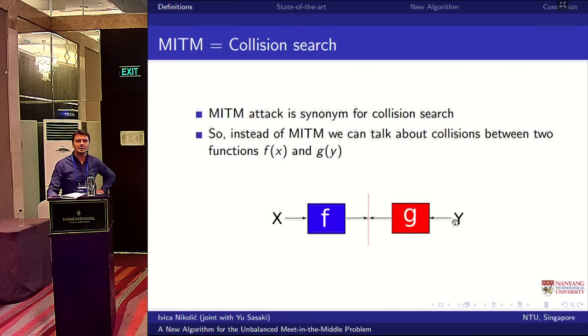So basically today, when we talk about meet-in-the-middle, what we mean is nothing more than a collision search between 2 functions. Whenever you hear the words meet-in-the-middle, forget about meeting in the middle of the cryptographic primitive, and think about collision search between 2 functions. That's how we're going to regard this problem in this talk, and that's how you should always see the problem. So we are trying to find a collision between 2 functions, f and g. We're trying to find 2 values, x and y, such that f(x) = g(y). That's all.